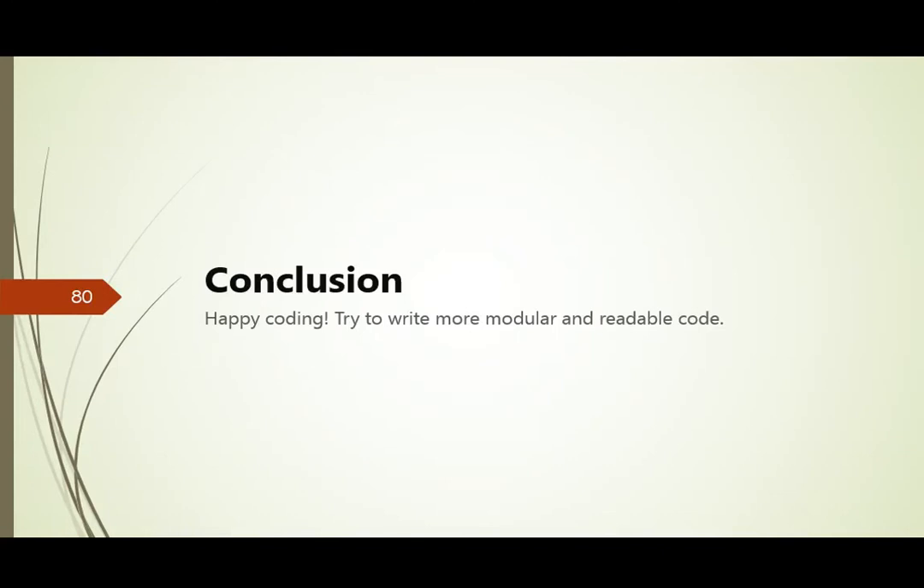Finally, happy coding. Try to make your coding more modular and readable. And to make your code readable, don't forget to use the naming conventions. In the demo coding, I really haven't shown you the naming conventions, but it's really a good practice when you write real-life code or enterprise code. You should follow the naming conventions. It's really very helpful and makes your code much more readable.